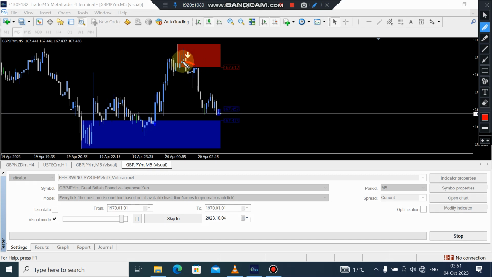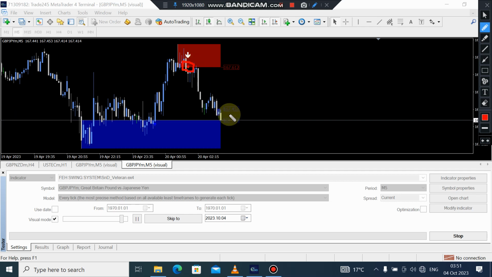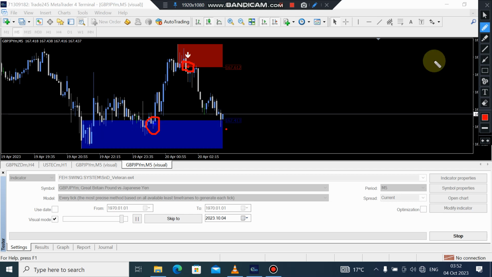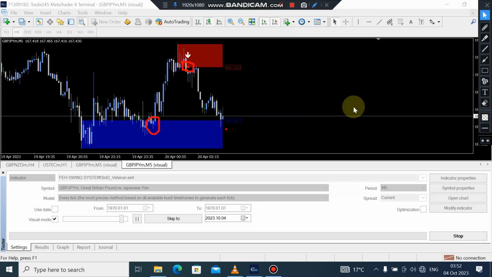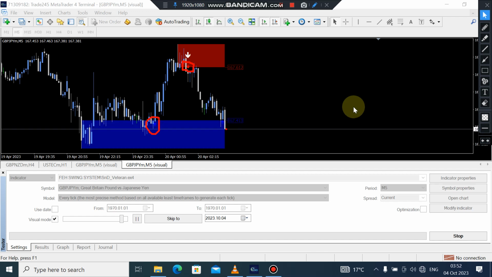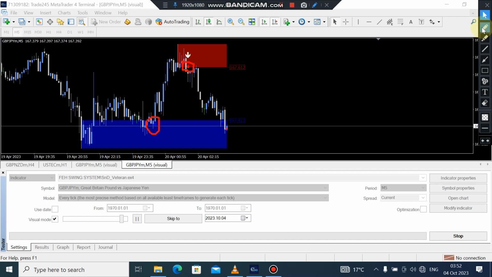I want you to focus on this small red arrow, and also the small blue arrow here, because these are the arrows that I am backtesting for you. They are non-repainting, and these are the arrows that we are going to use to confirm our signals. As you can see, I'm backtesting this system, the fair swing trading system. It is the zone to zone system. I'm backtesting it on GBP JPY under a 5 minutes time frame.